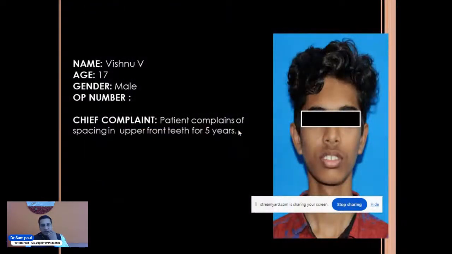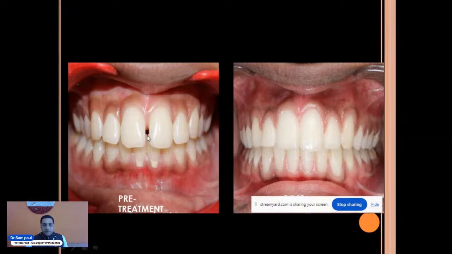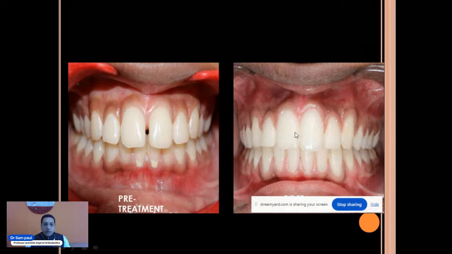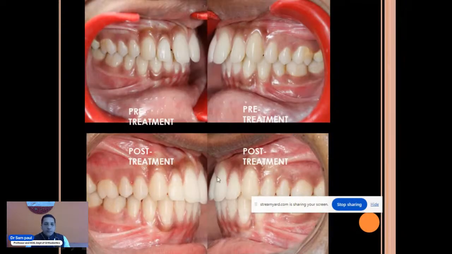This is another patient, he's just 17 years old. The main complaint of this patient was spacing in the front teeth. This was his main complaint, and this was completely cured with the clear aligner treatment. This is the pre-treatment intraoral view, and this is the post-treatment intraoral view. All the spaces have been closed.